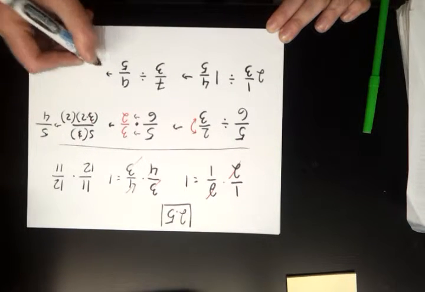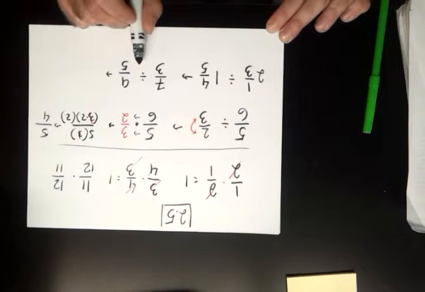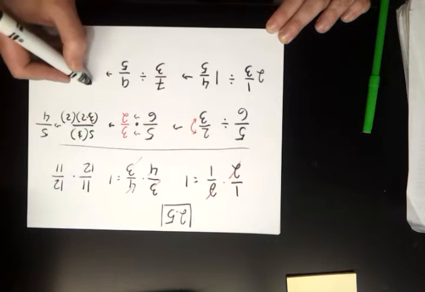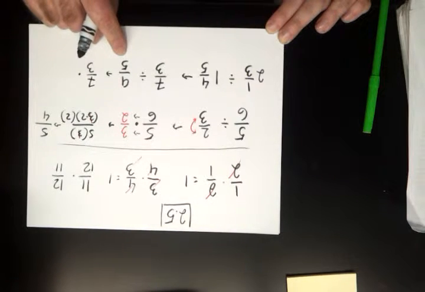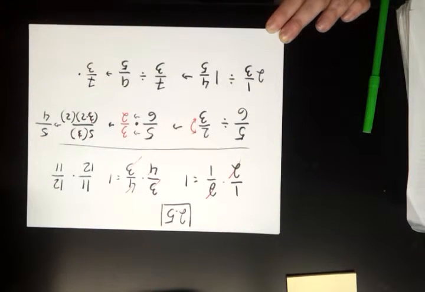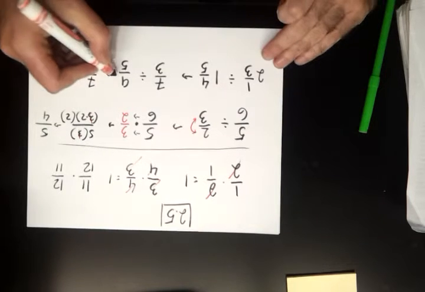So once again, we don't have any rules for division. So what we can do is we can change it to multiplication by multiplying by its reciprocal, or flipping the second number, the divisor, on its head.